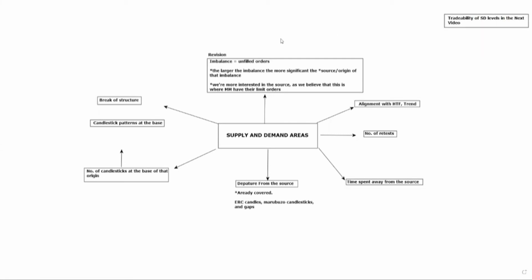Right. So I said that number one, that strong imbalance has to result in a break of structure. Meaning that if you haven't gotten a break of structure, you haven't gotten a potential area of supply and demand. Right? Now, let's look at the source, the origin of that imbalance. The number of candlesticks on those areas should not exceed 4.